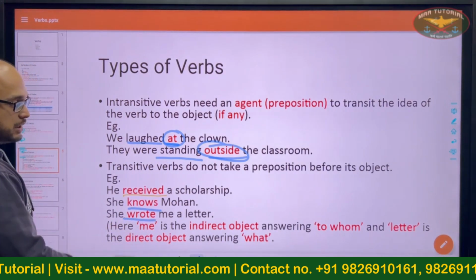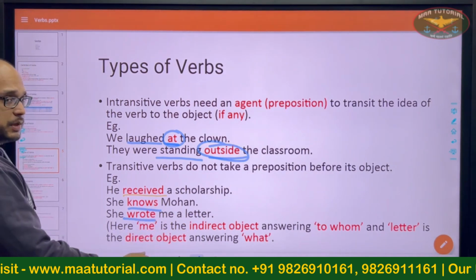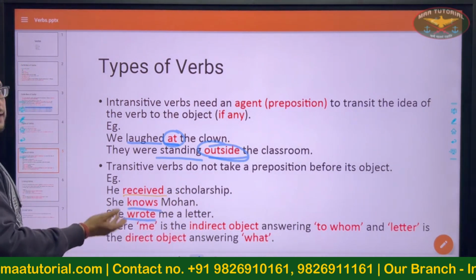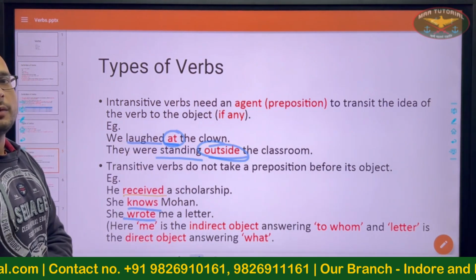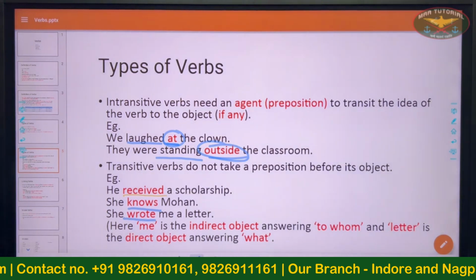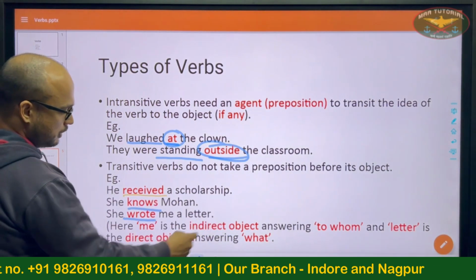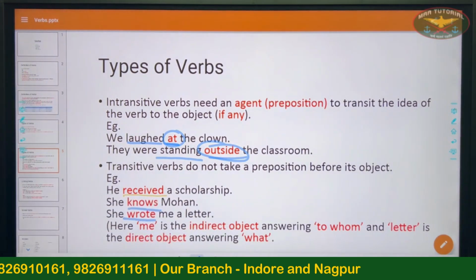She wrote me a letter. There are two objects here, me and a letter. The direct object is a letter. She wrote a letter. And who did she write it to? Me. That's an indirect object. But both of these are objects and they do not need an agent or a preposition. Thus, these are used transitively here. Here, me is the indirect object, answering to whom, and letter is the direct object, answering to what.